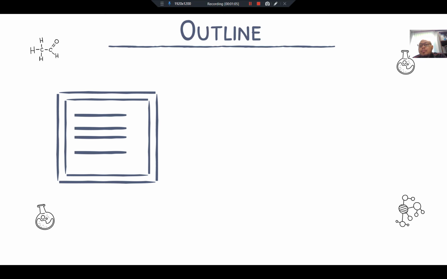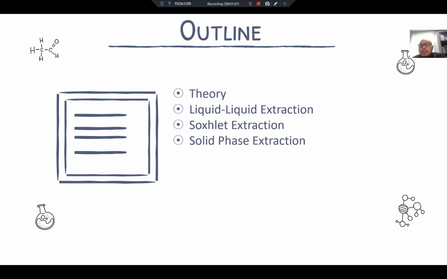So here is the topic outline. Including the theory, we will recap some of the information that we have learned in the previous topics, and then we will look into three extraction or sample preparation methods under conventional: number 1, liquid extraction; number 2, solid extraction; and number 3, solid phase extraction.